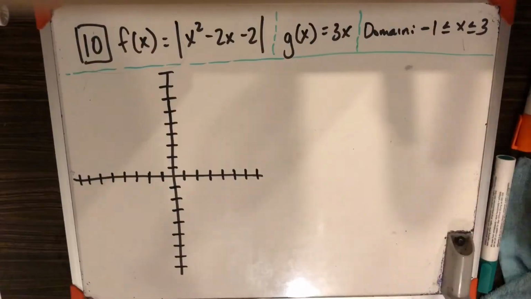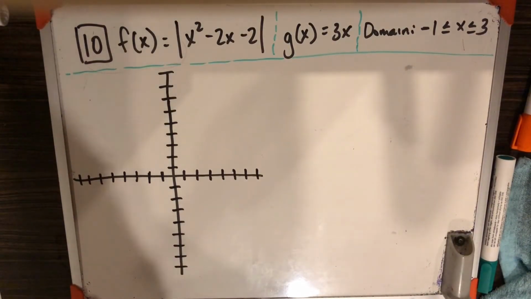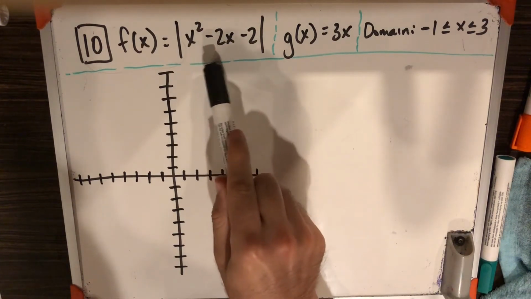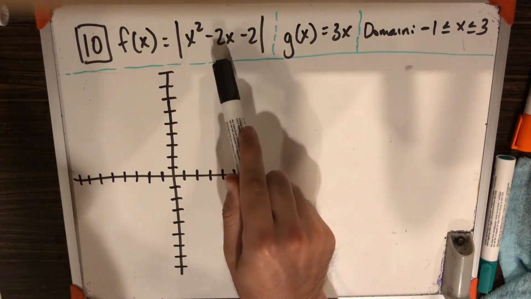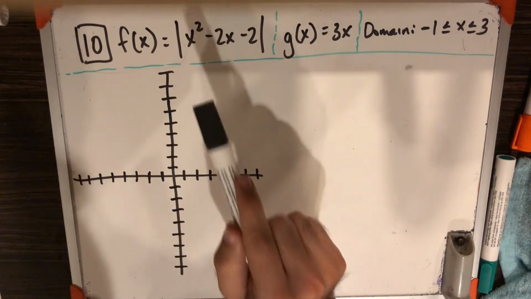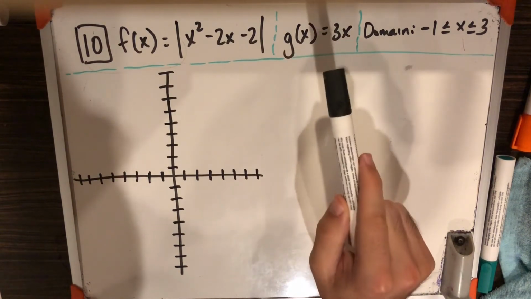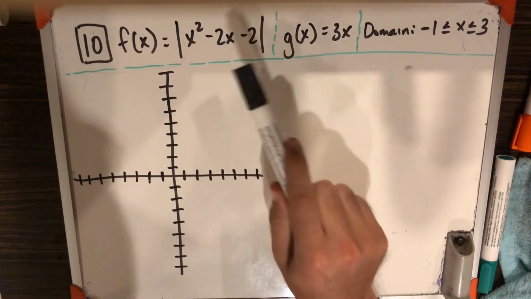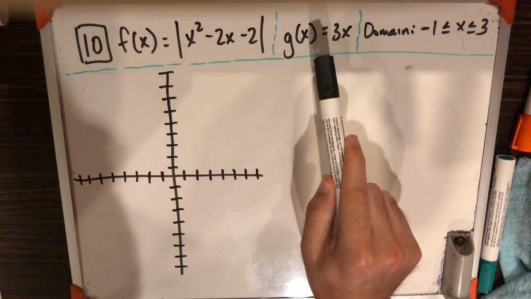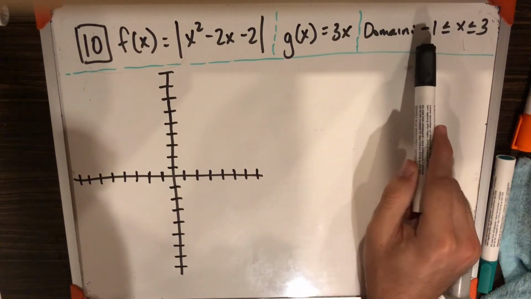Okay? All right, number 10. We've got f of x is equal to the absolute value of x squared minus 2x minus 2. Again, this is a nonlinear with an absolute value, so we've got to treat this a bit differently. Can't just make a table. We can, however, make a table for this. This is a linear, right? Linear, nonlinear. We can use a table for this. Should be good to go for that. It's all under the domain between -1 and 3.